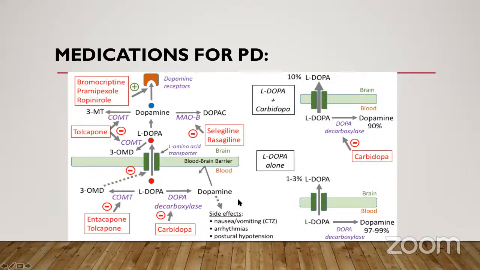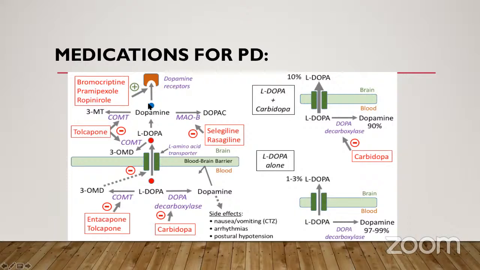This is what we discussed now, the side effects of dopamine medications. When the L-DOPA crosses the blood-brain barrier, it is again converted to dopamine, and then the dopamine is metabolized by the COMT to 3-methoxytyramine. The only medication that works in the brain is tolcapone, not entacapone. The dopamine is also converted to DOPAC by MAO-B, and the 2 medications that work on MAO-B are selegiline and rasagiline.